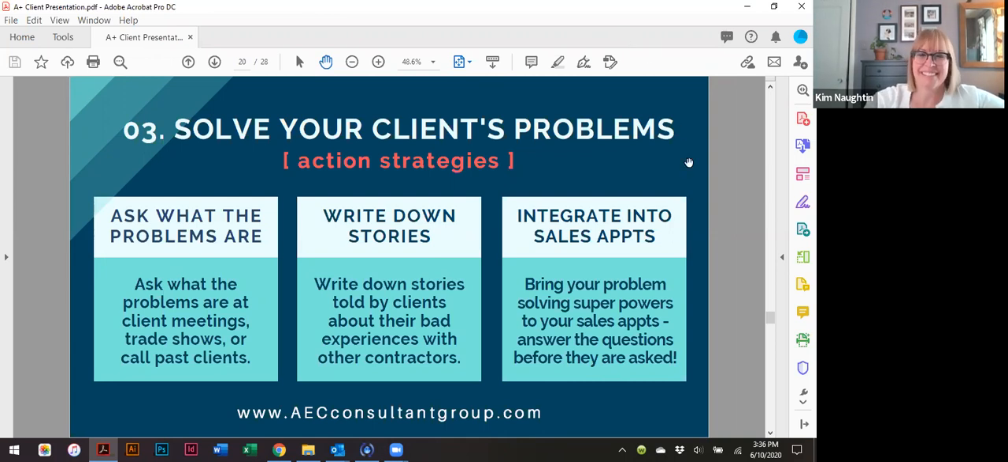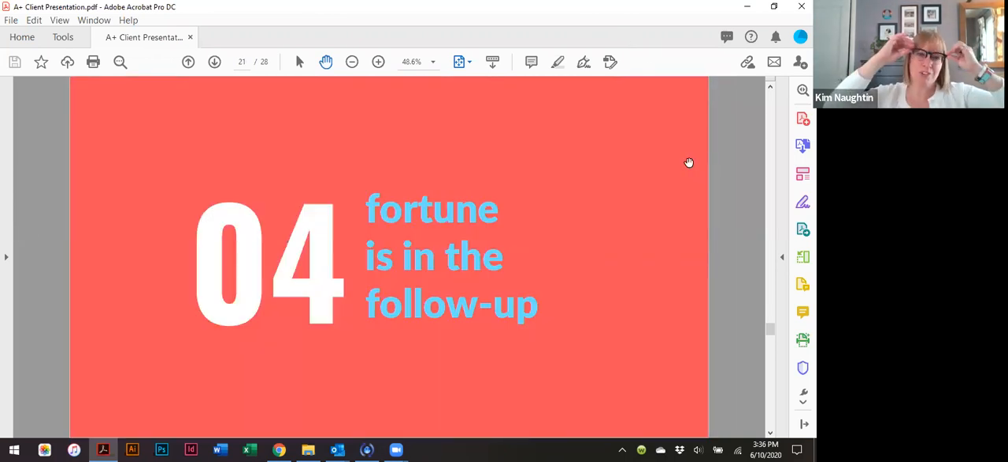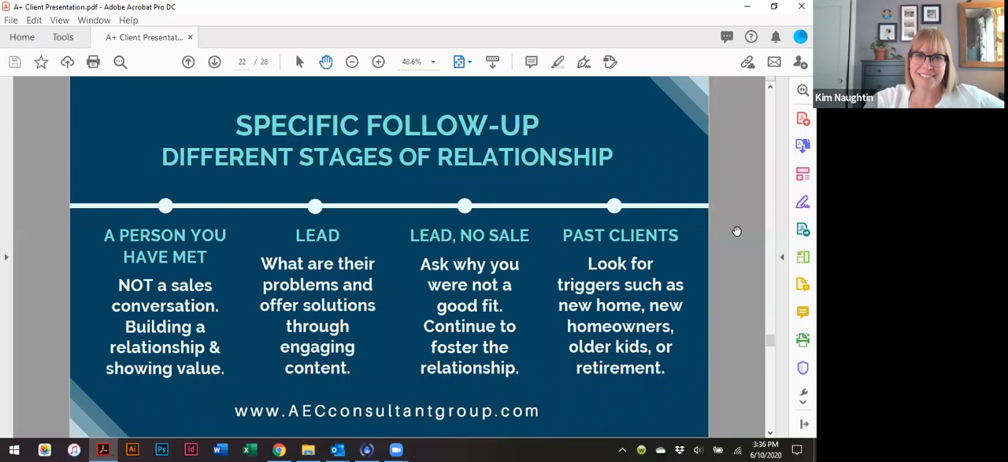I appreciate it. Okay, and the last one: fortune is in the follow-up. How many times have we heard this? There are a lot of different types of follow-up for different stages in a relationship. First one, you've met someone, but you haven't really gotten to build a relationship with them. That is not the time for a sales conversation, in my opinion. Get to know them, build that relationship, show your value, answer questions, be there for support, but you're not really having a sales conversation yet. You've just met them. We're on the first date. Let's wait till we're going on vacations together or something.